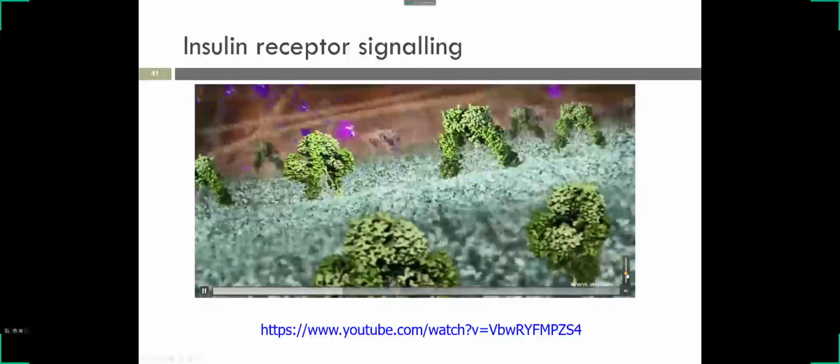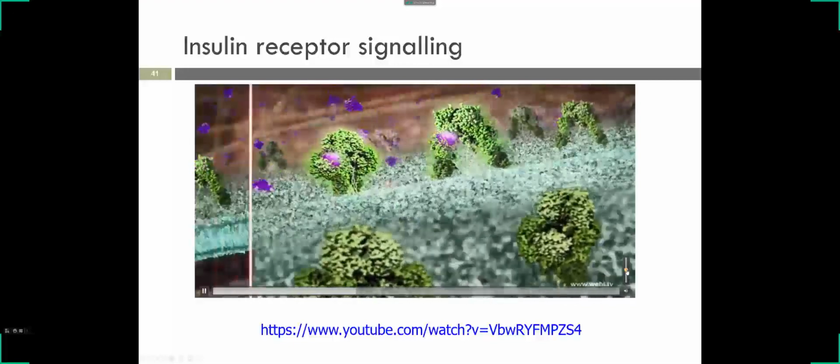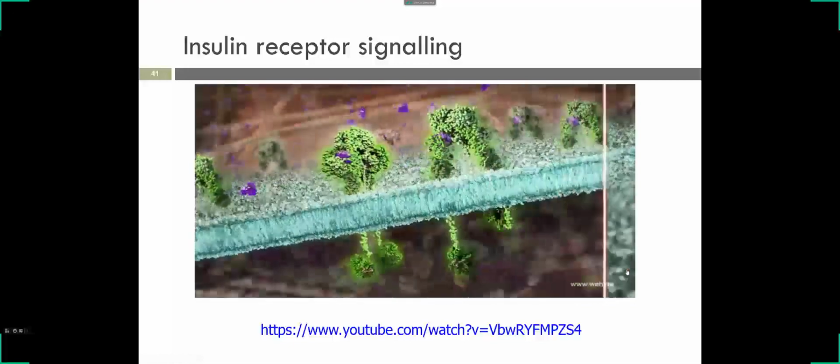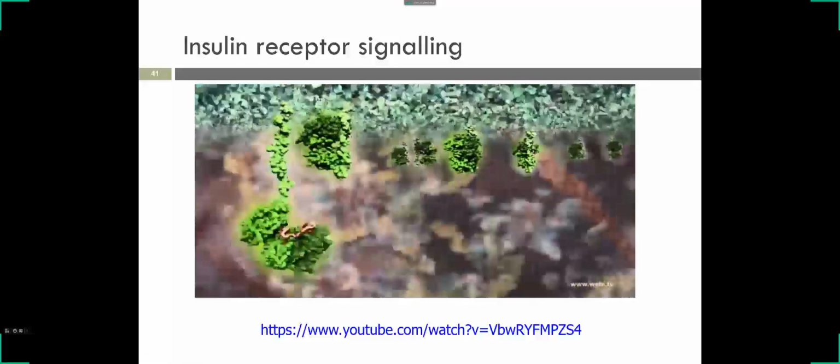The two parts inside of the cell unwind and make contact. These two proteins then activate each other.